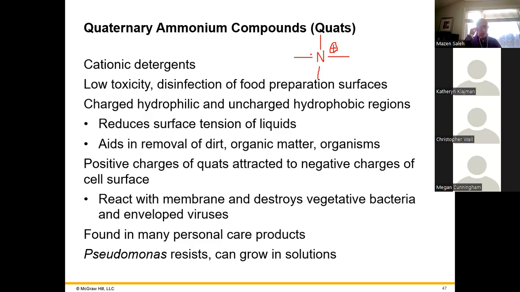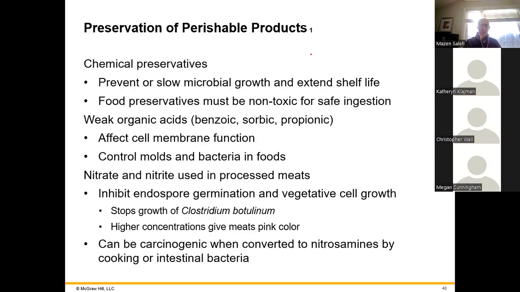Pseudomonas, again, is able to resist the quat salt. So another nasty form of Pseudomonas.